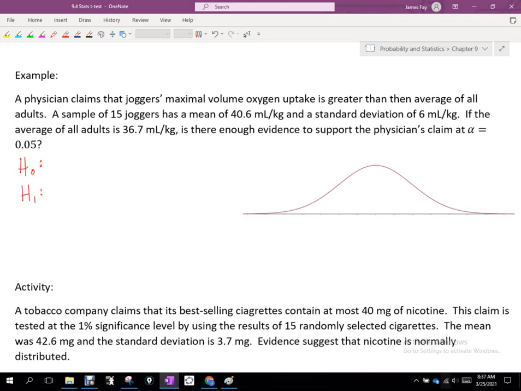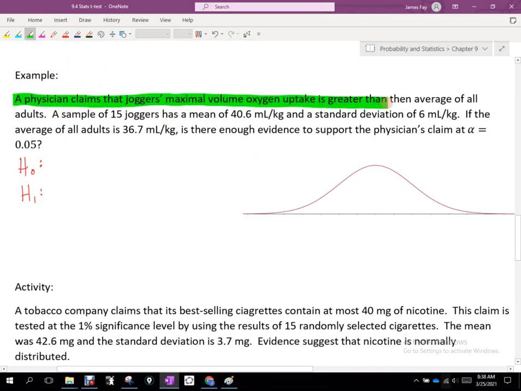All right, what is the null hypothesis? Or let's do it this way, maybe this will be easier. Right there it says that the physician claims that joggers' maximal volume uptake is greater. So greater, whenever you see the phrase greater, that is referring to which of these two hypotheses? Bottom one, the alternative. So mu is going to be greater than.